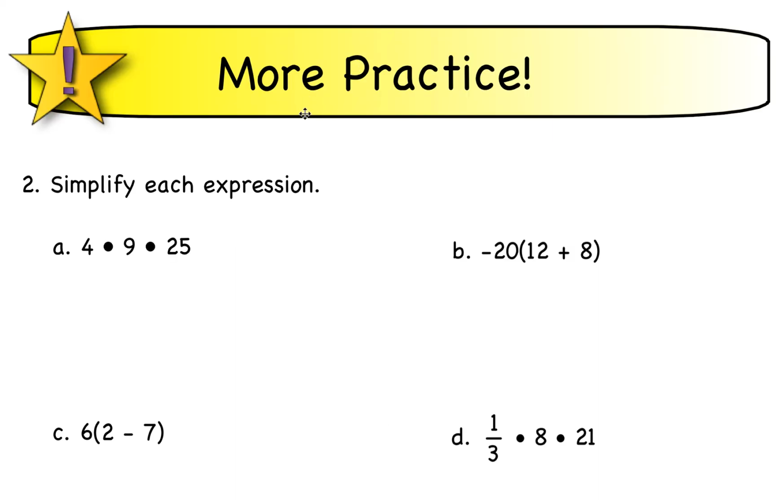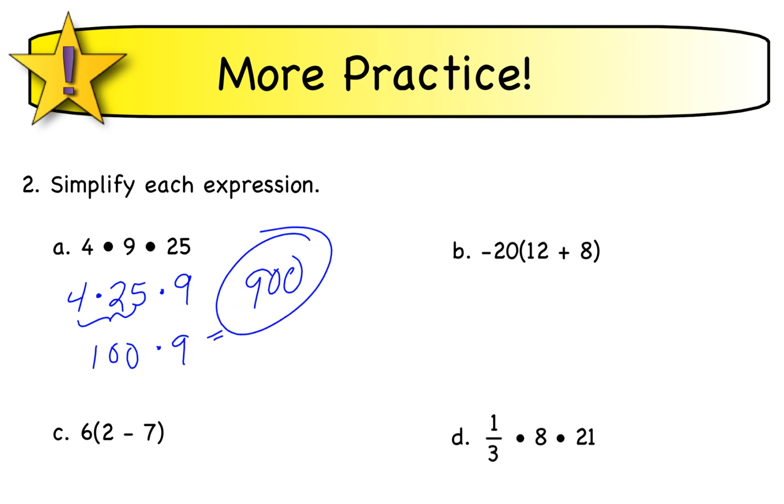Here's some more practice for you. Some cool things here. I'm going to show you 4 times 9 times 25. So these three are multiplied together, so we can use our properties. We don't have any parentheses, but I think if we do 4 times 25 and then take that times 9, we can do that in our head. Hopefully you recognize 4 times 25. If you have 4 quarters, you have $1, right? So that's 100 times 9, and that gives us 900.